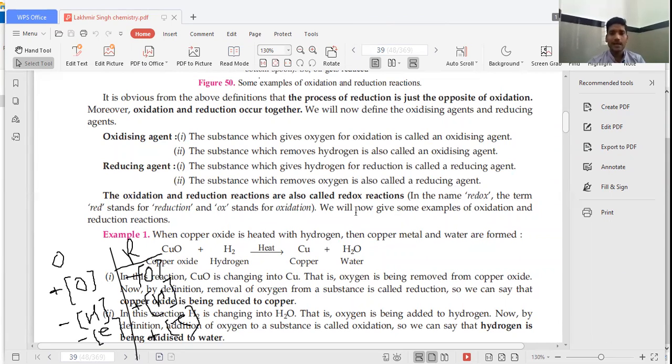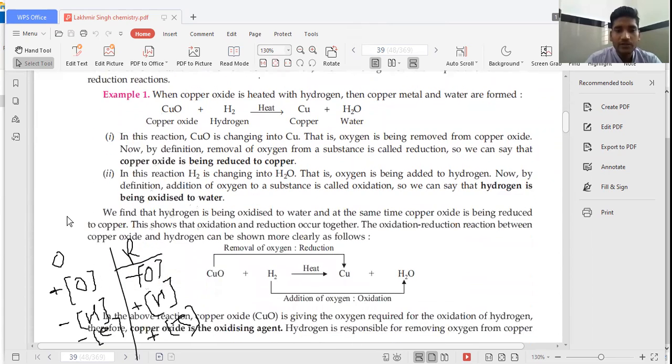Now let's see this example on your screen. The example is copper oxide. We can say copper 2 oxide or cupric oxide, right? Reacting with hydrogen in presence of heat. What will happen? We'll get the copper metal and water will be removed, right? So what is happening here? Keep your concentration here.